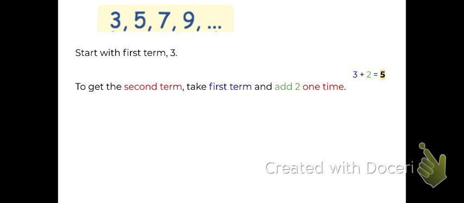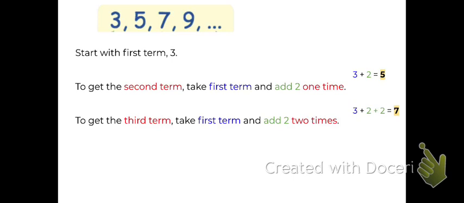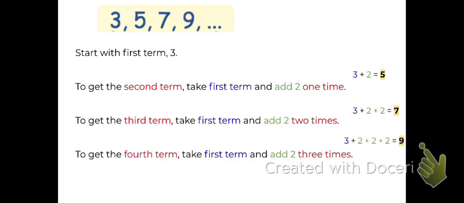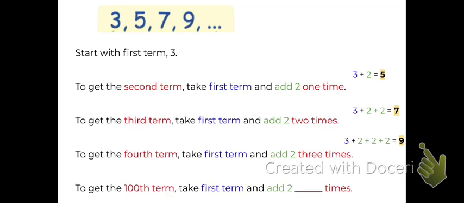If you take the first term and you add that common difference one time, it'll give you that second term of 5. If I take the first term and I add that common difference 2 times, it'll give me my third term. If I add it 3 times, it'll give me my 4th term. So if I want to find the 100th term, do you notice the relationship? 4.